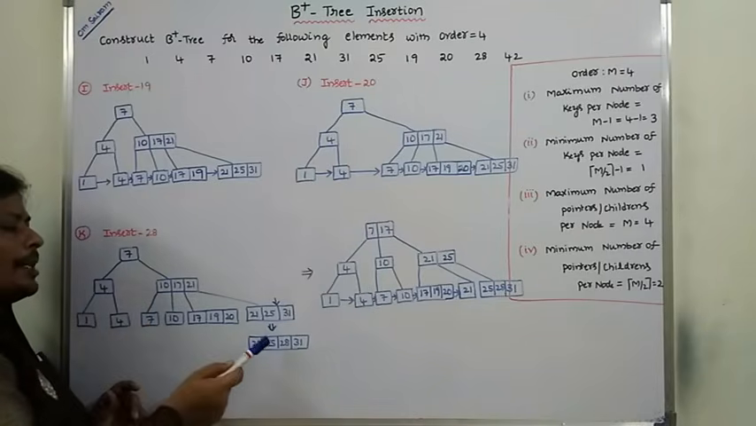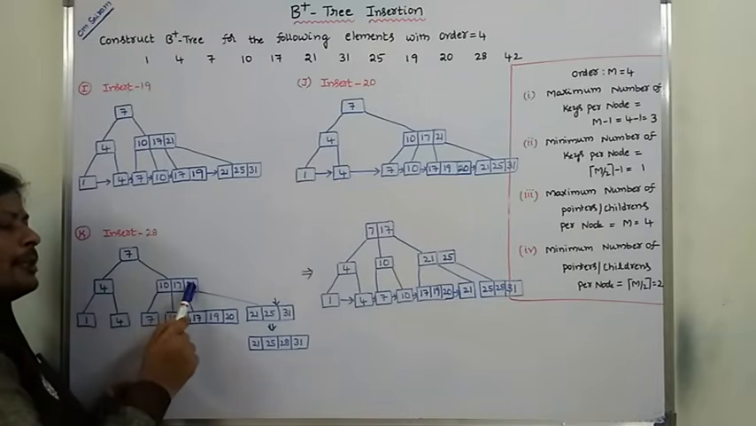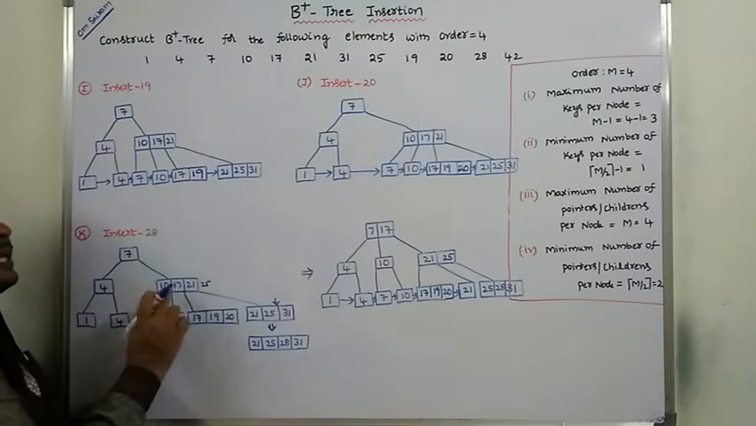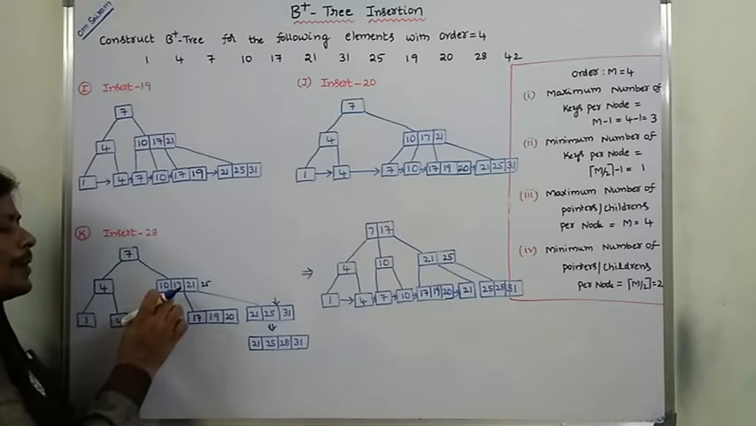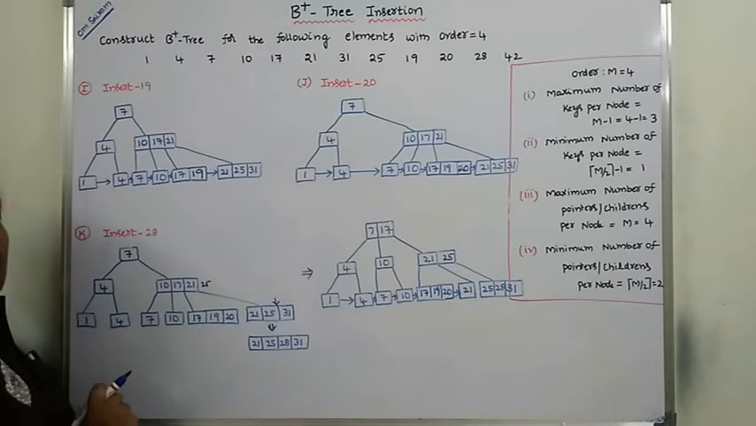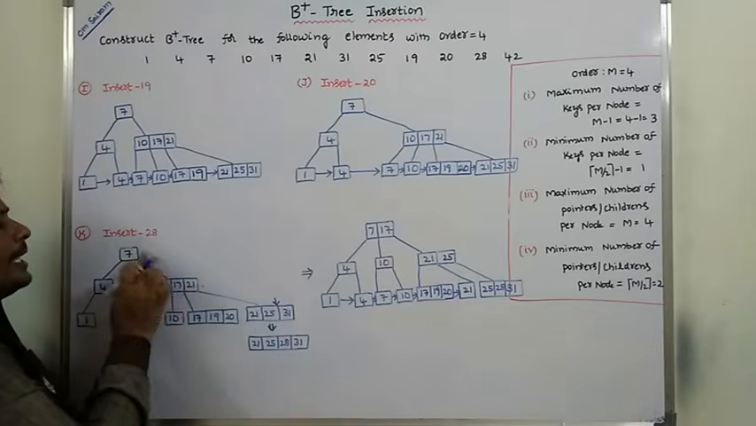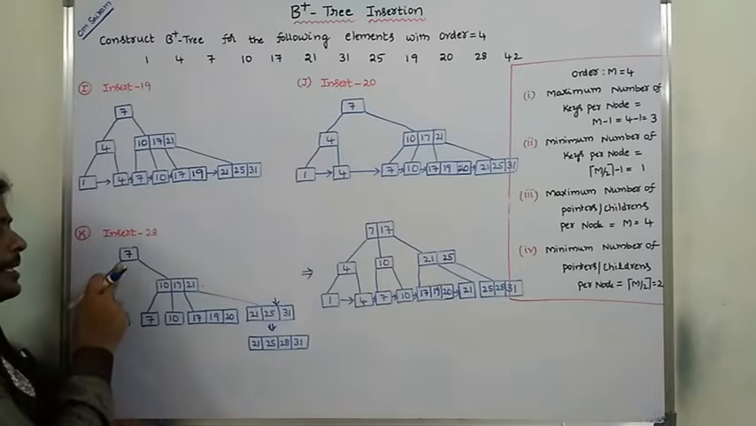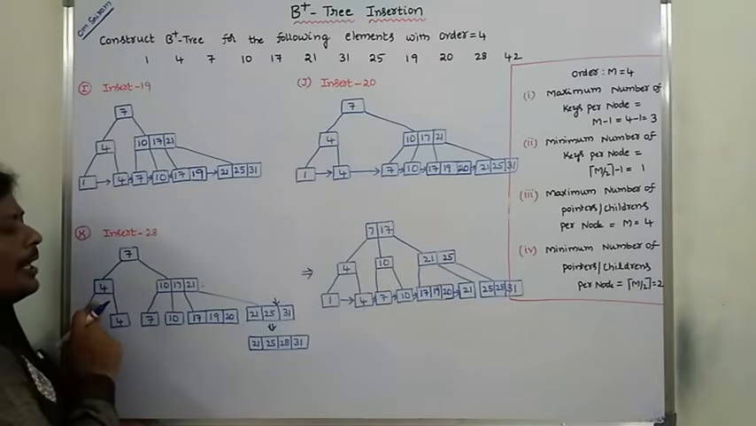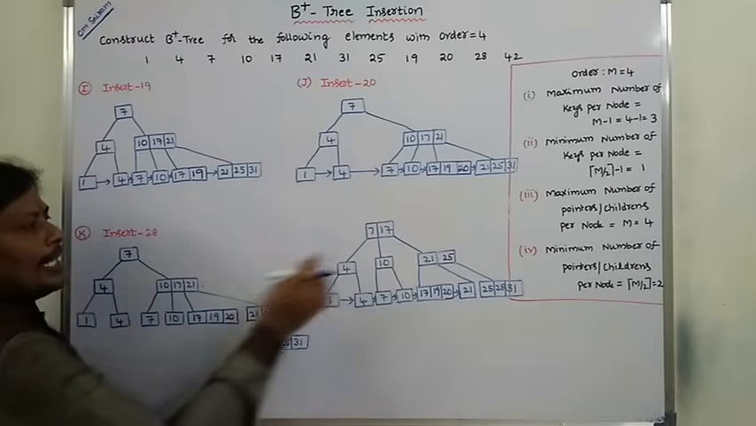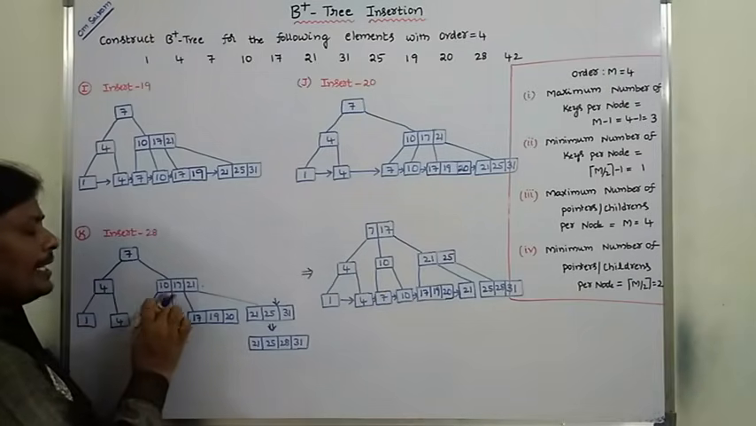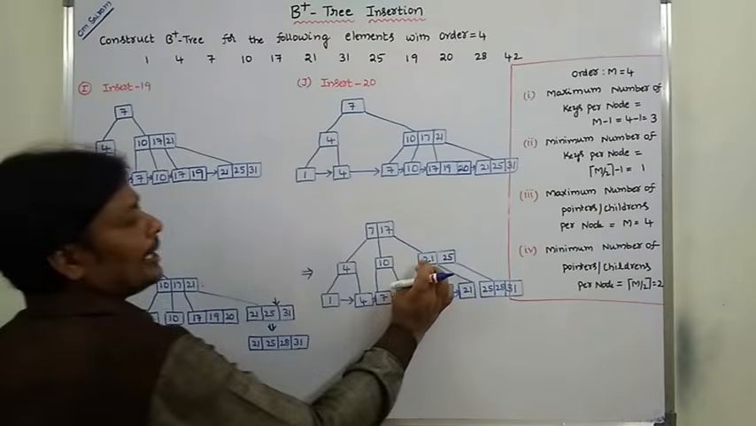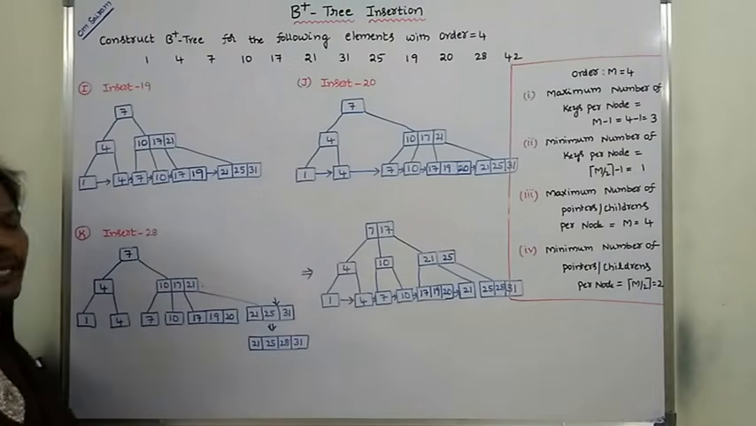Here we have 10, 17, 21 and also 25. The middle element is 17. So now 17 can be added to the parent. The root node contains 17. Its left child is 4, 7 and 17 left child is 10. 17 right child is 21, 25.